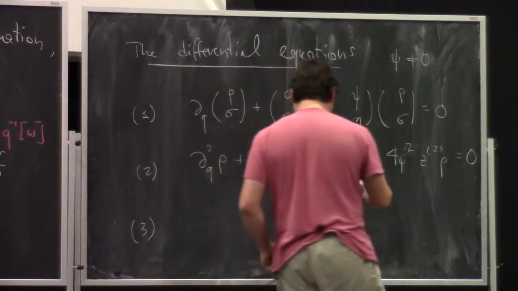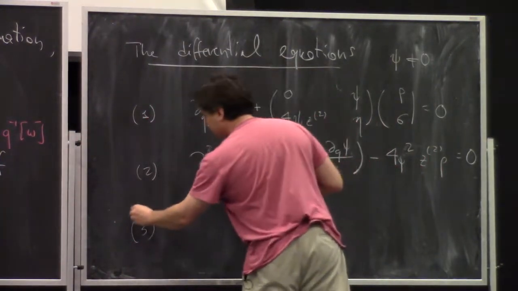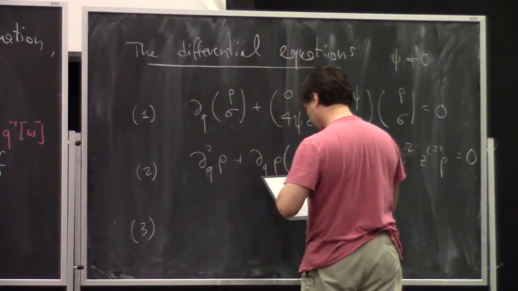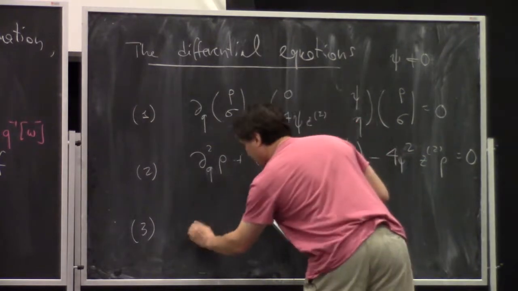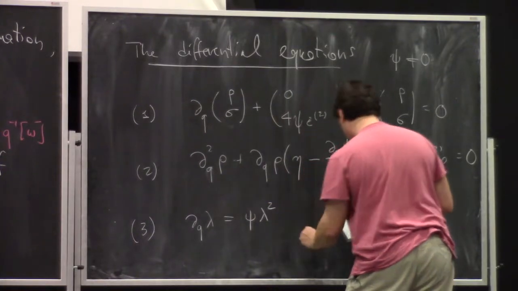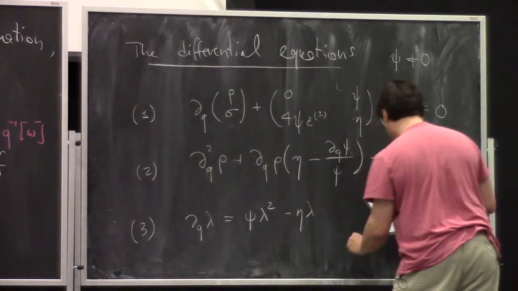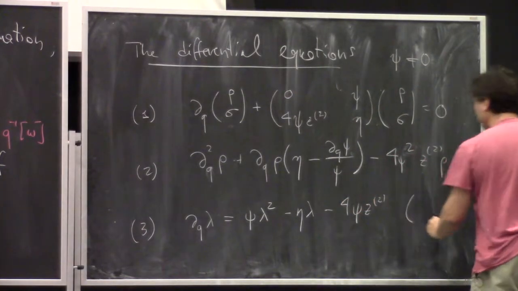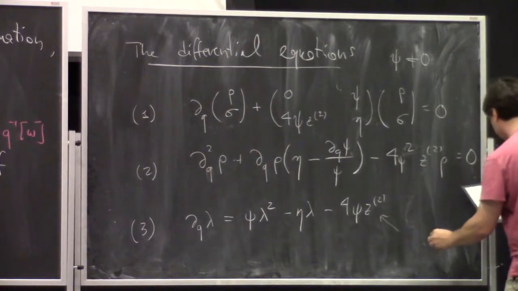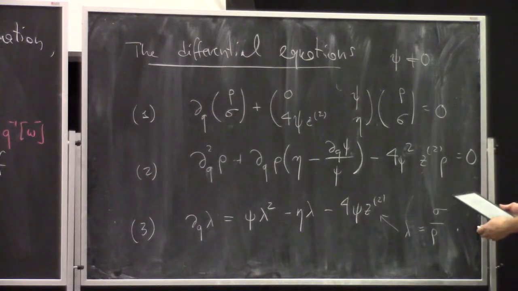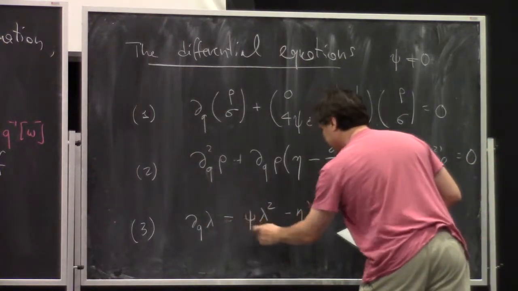And so this means that if I set here, so the relation to the previous thing is that lambda is sigma divided by. Okay. So maybe I should write it.